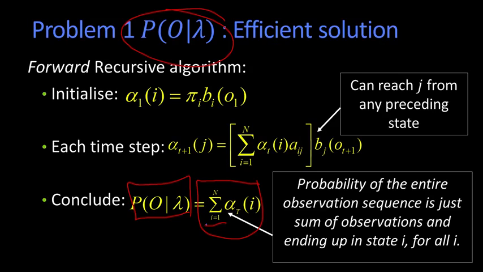So you recursively solve that problem. Remember before it was n to the t, which is a really, really awful number. The complexity of this is just n squared t, through the recursion. Each time step you have n squared things you have to look at. You do it t times, and so it's n squared t. And for any reasonable numbers, n squared t is way, way less than n to the t. All right, so that's the efficient solution using the forward algorithm, and it allows us to solve that first problem.